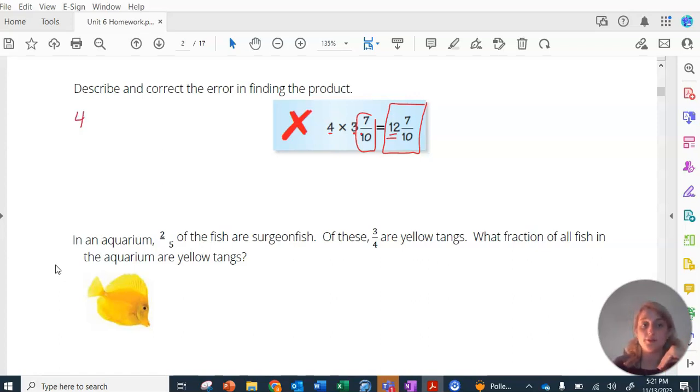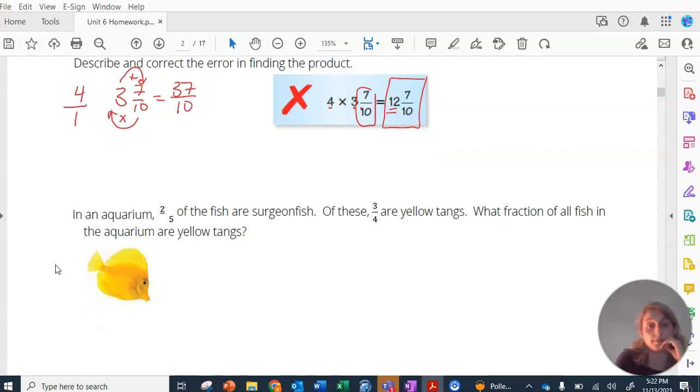So 4 can become 4 over 1. 3 and 7/10. Remember, we do 10 times 3, that's 30, plus 7, that's 37 tenths. And then you're going to multiply those two. Hint, you could simplify that before you multiply. You don't have to, but you could.